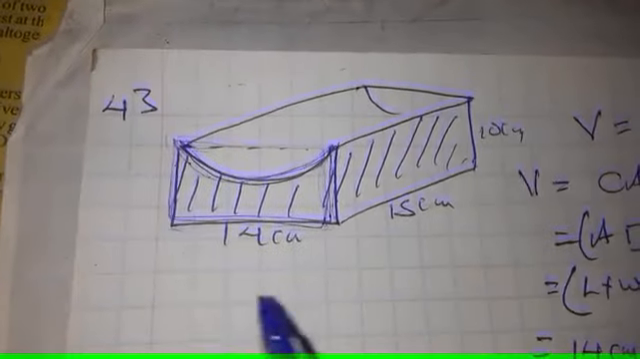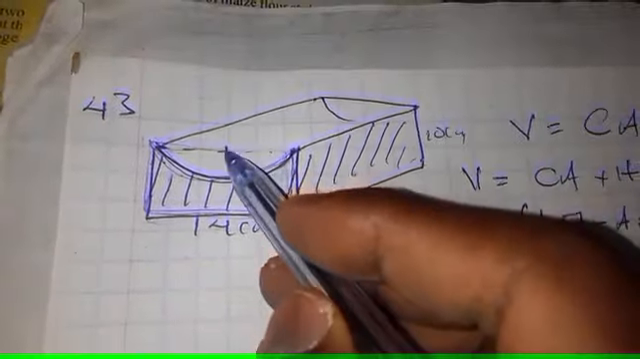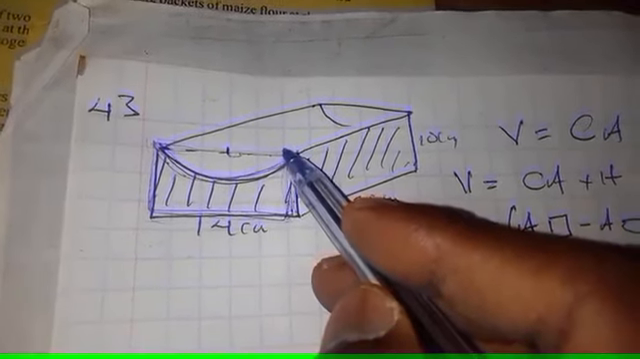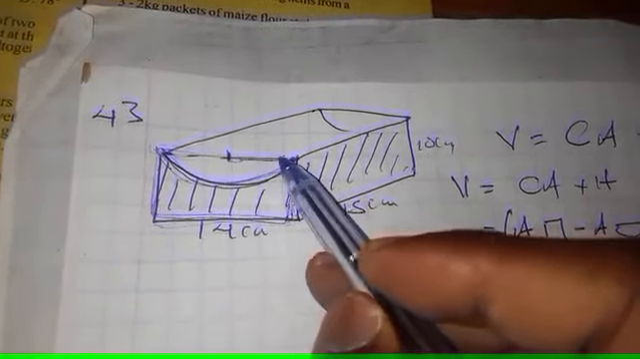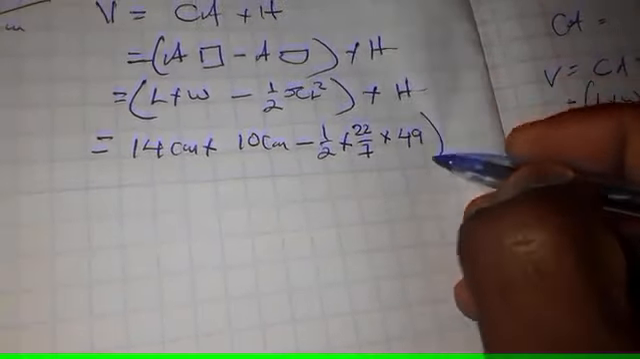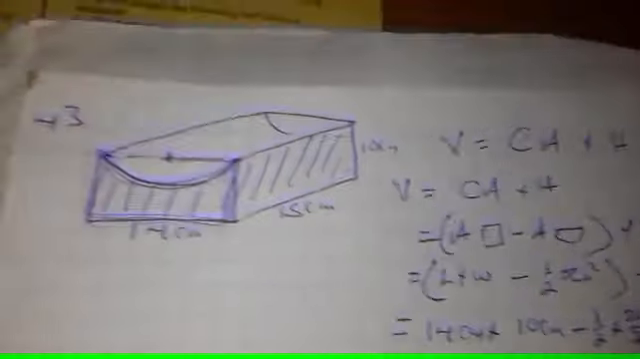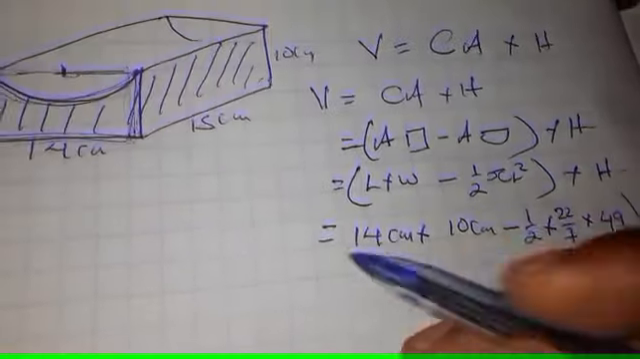So the radius of this figure, from the center, from here to here, is 14, which is the same as this side, which means half of the diameter is 7. So the radius is 7 squared, and 7 squared is 49, and that we multiply by the height, and the height is this one here, which is 15 centimeters.